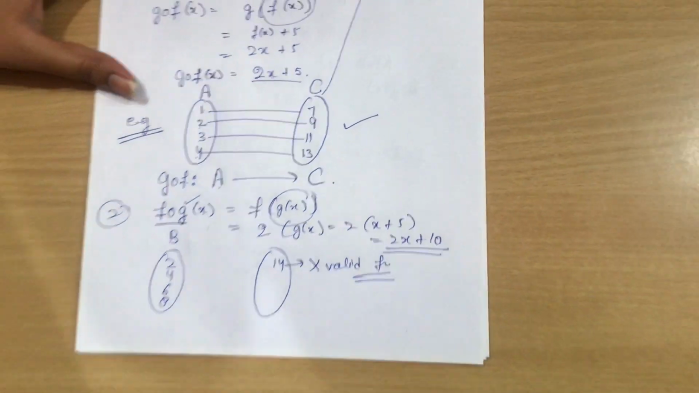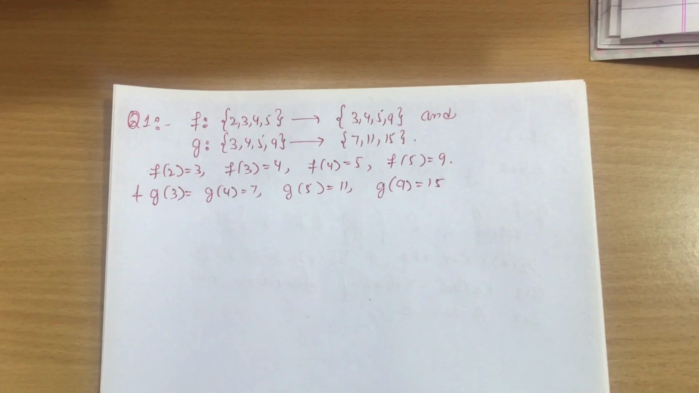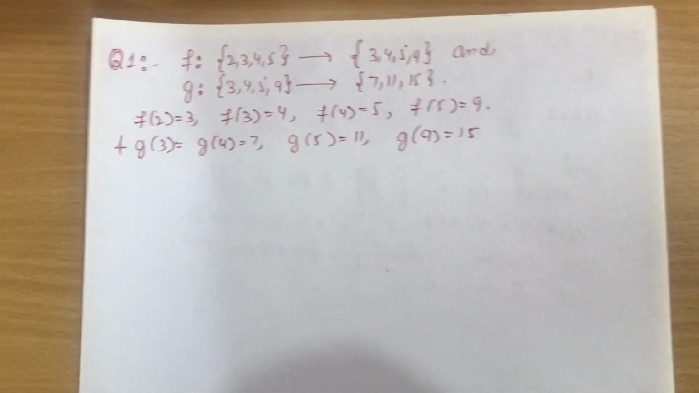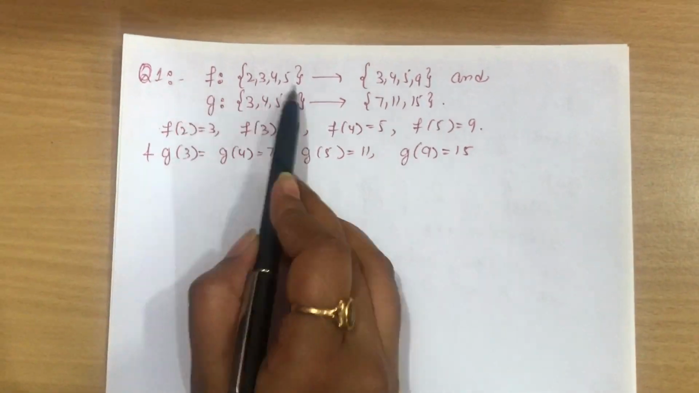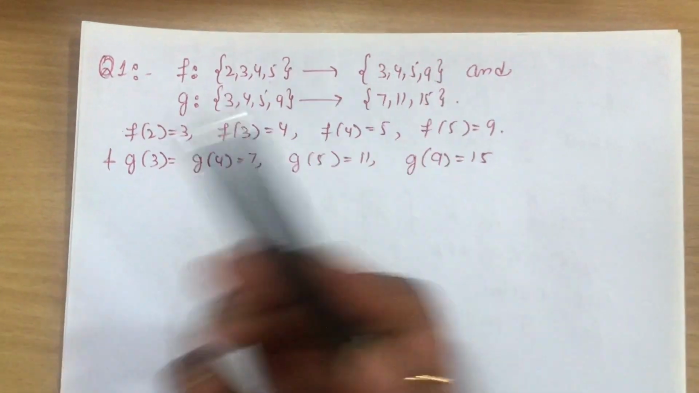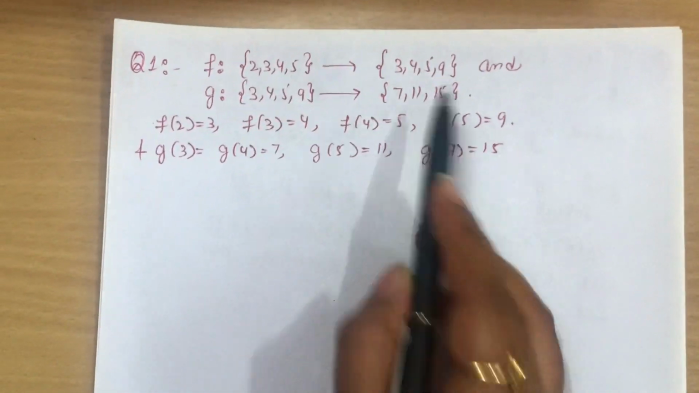Okay students, so here's your question. First you have a function f, you have a function g. So you can see that these are your elements 2 3 4 and 5, this is your domain and this is your codomain, and again for f this is your domain, this is your codomain.